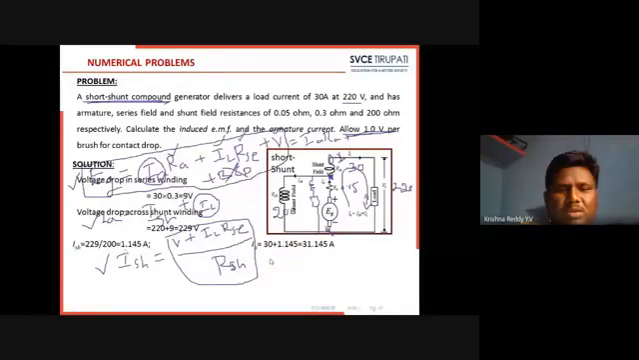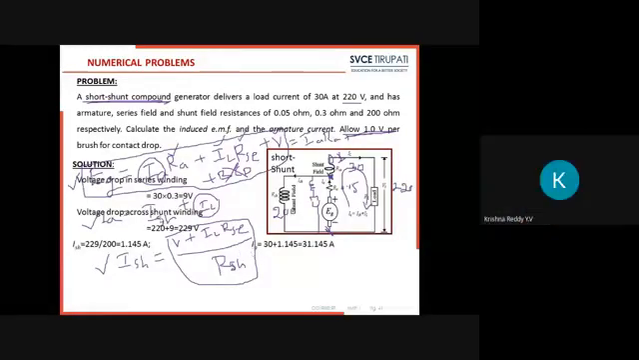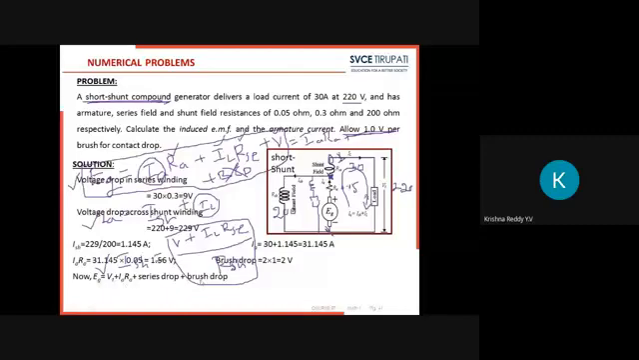The armature current is ISS plus IL. It is 30 plus the ISS value. We get the armature current. Now the armature resistance drop is IA into RA. It is 1.56 volts. Now the induced EMF equation is V plus IA RA plus series drop plus brush contact drop. Here we get the induced EMF voltage as 232.56 volts. If you have any doubts in this problem, ask me. Otherwise, we can move to the next problem.